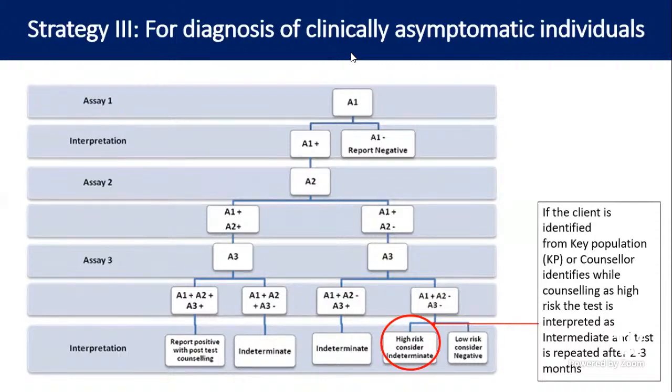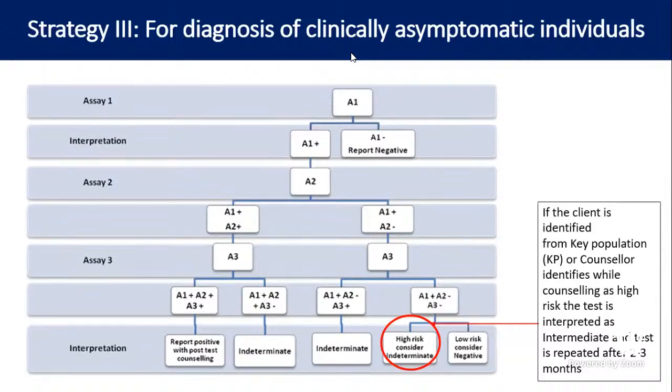However, if the first test is positive, the second test is negative, and the third test is also negative, and the client is coming from an identified key population, or the counselor identifies that this client who has come for pre-test counseling is high risk, then it is reported as indeterminate, and the client is asked to repeat the test. If, however, the client is not considered at high risk, then this scenario of the first test positive, second negative, and third negative is reported as negative.